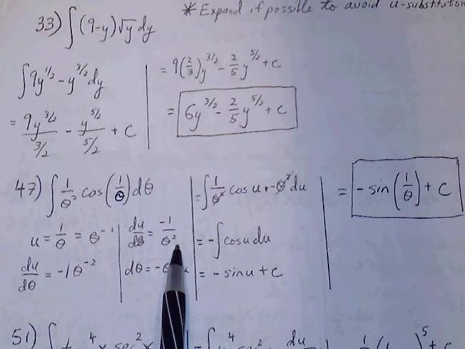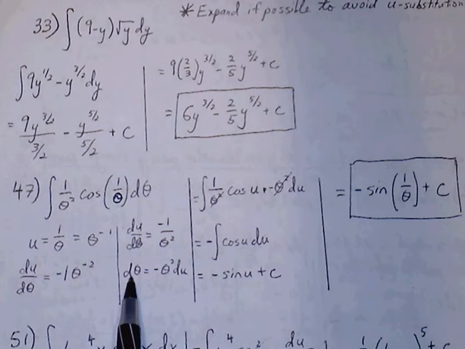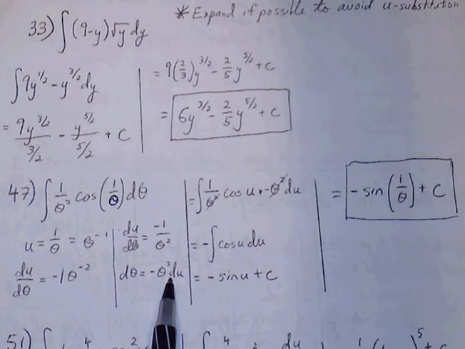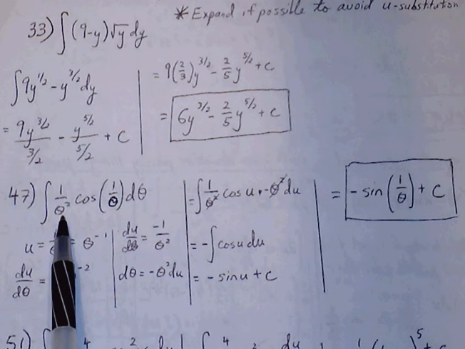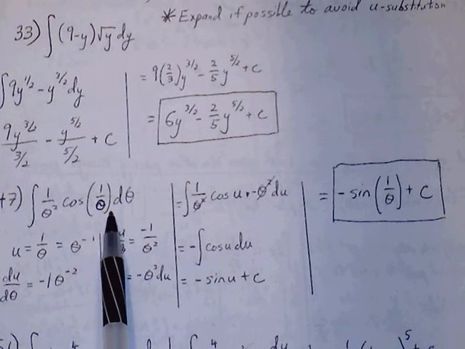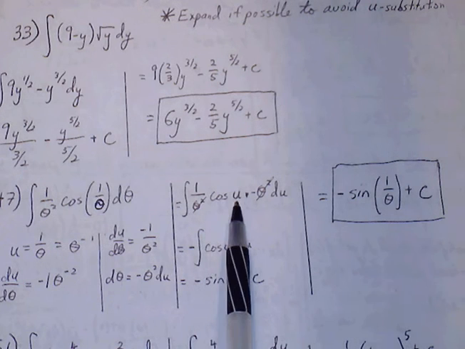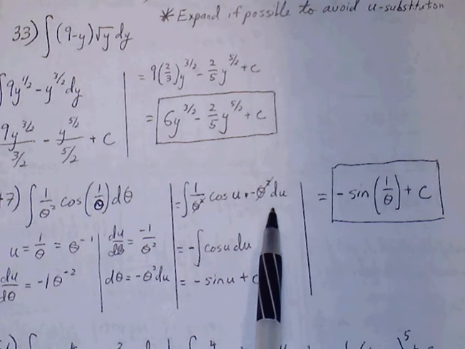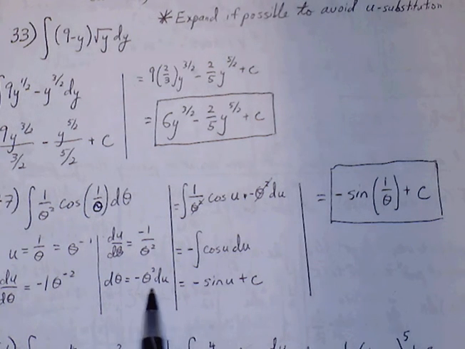Rewrite that as -1 over theta squared, cross multiply. D theta is equal to negative theta squared du. Okay, we start making our substitutions. 1 over theta squared does not get replaced, so we leave that there for now. Cosine of, we do have 1 over theta being u, times d theta gets replaced with negative theta squared du, which we found from here.